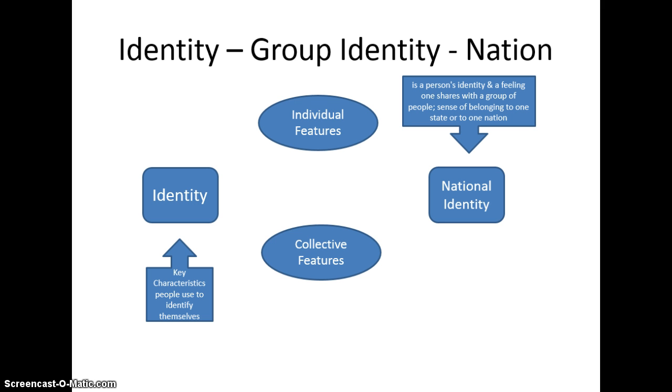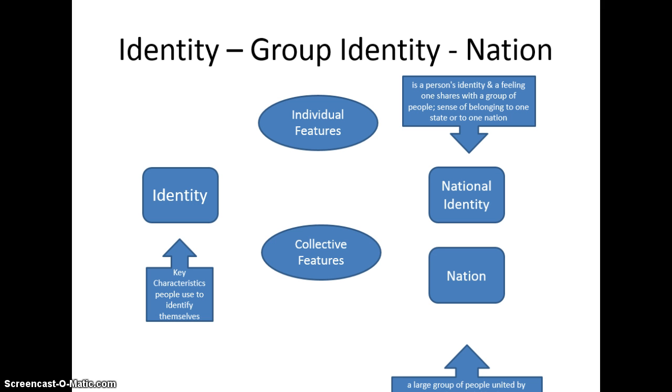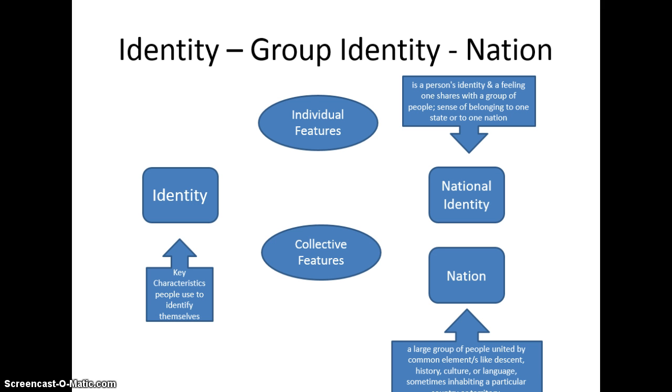But if national identity is a sense of belonging to a particular nation, what is nation? Well, that's another important concept. It's one of the basic concepts that was in the initial related issue: to what extent should nation be the foundation of identity? And so we should understand exactly the meaning of this concept as well. Well, basically, nation is a large group of people united by common elements. So it's a group characteristic or feature.